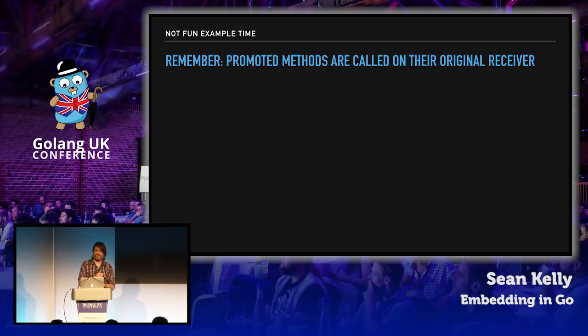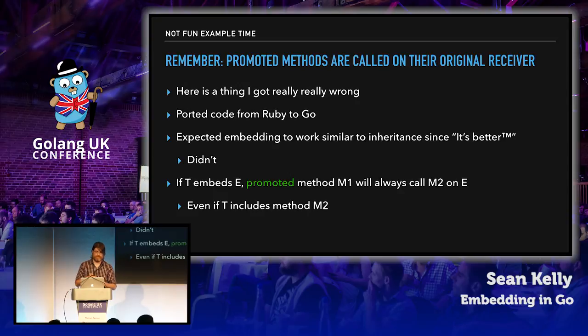And so a not fun example, and this is sort of what I alluded to when I first tried to do embedding when I came to Go, is that promoted methods are only called on their original receiver. And here's how this bit me.